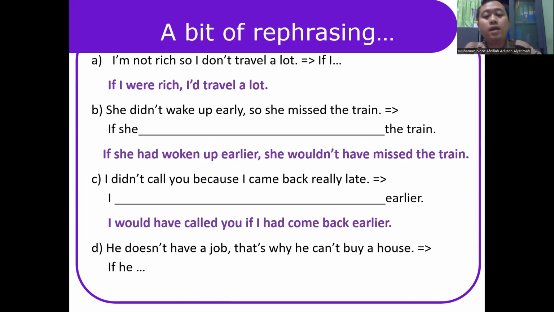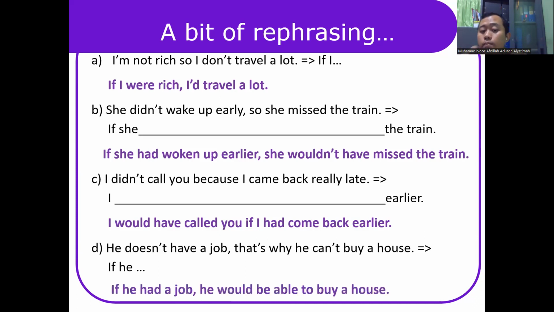Okay, next. He doesn't have a job. That's why he cannot buy a house. Dia tidak punya uang. That's why he cannot buy a house. If he, please change into if clause. He doesn't, so we use type 2. If he had a job, he would be able to buy a house.